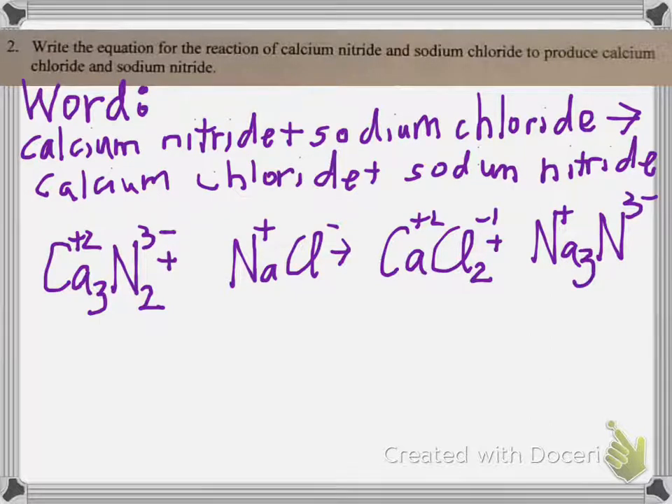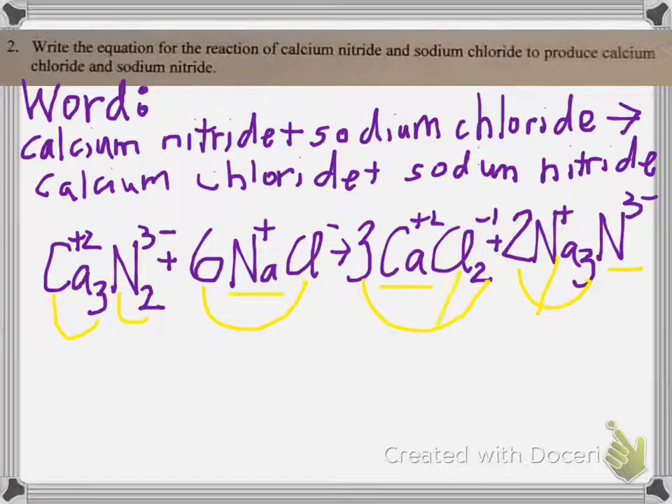So now that we have our skeleton equation, we're ready to balance. 3 calcium, 1 calcium, we need a coefficient of 3 in front of calcium chloride. 2 nitrogens, 1 nitrogen, we need a coefficient of 2 in front of sodium nitride. 1 sodium, 2 times 3 makes 6 sodium, so we need a coefficient of 6 in front of sodium chloride. 6 chlorides, 3 times 2 makes 6 chlorides. This is now properly balanced.